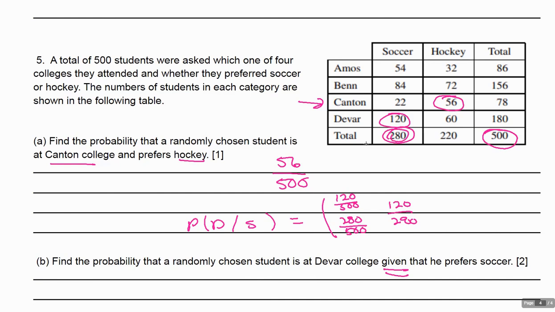Do you see what I'm talking about? Here I take 120 and divide by 280 because it's given that they like soccer. That's why I'm not going to divide by 220 or the total, because it's given to me that they have to like soccer. That means that I'm only going to divide it by this group. So you can do the probability of both, divide by the probability of the given, or you can use the table that way.